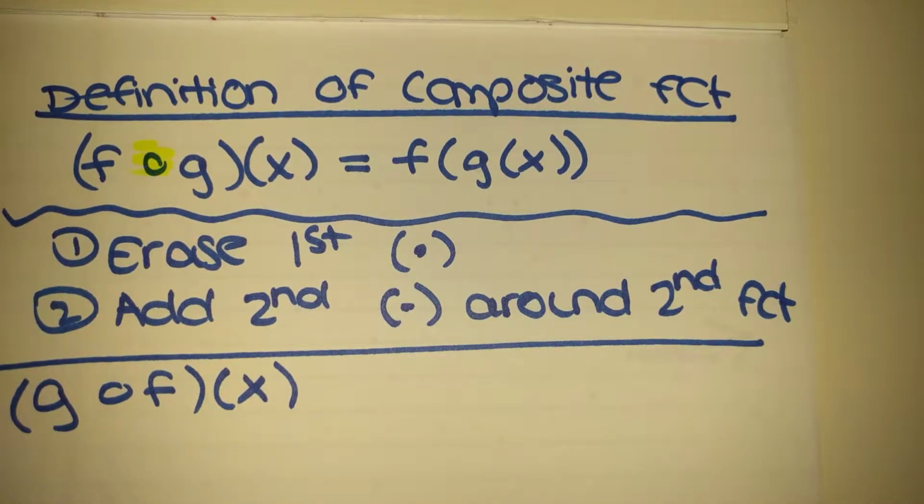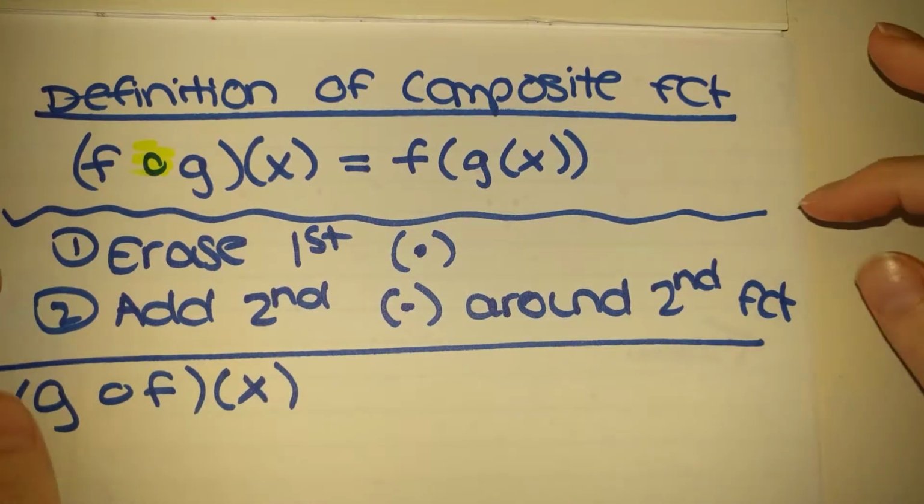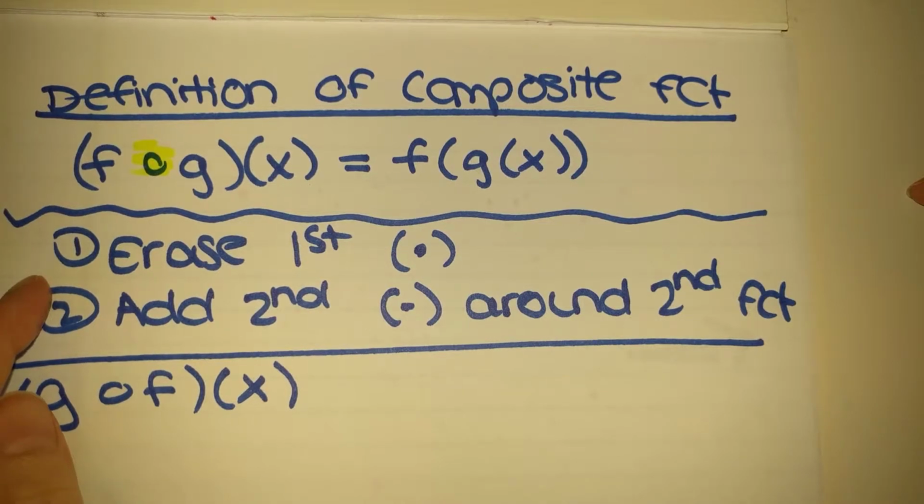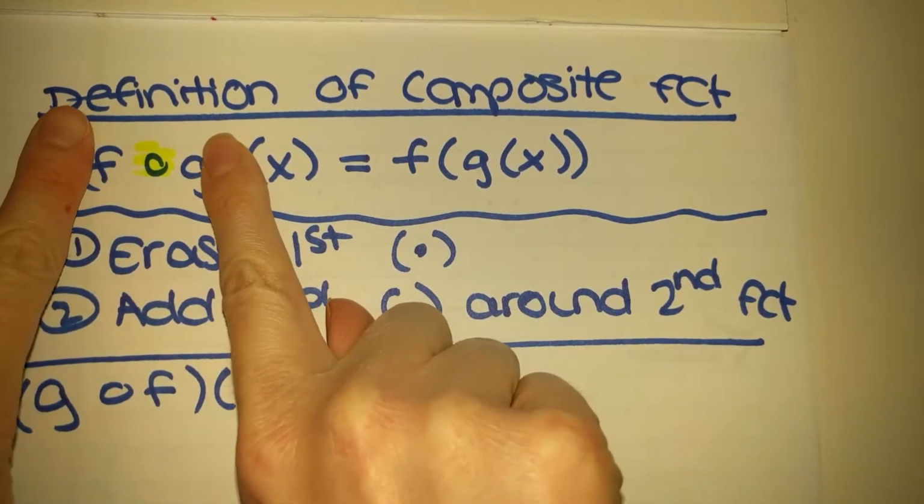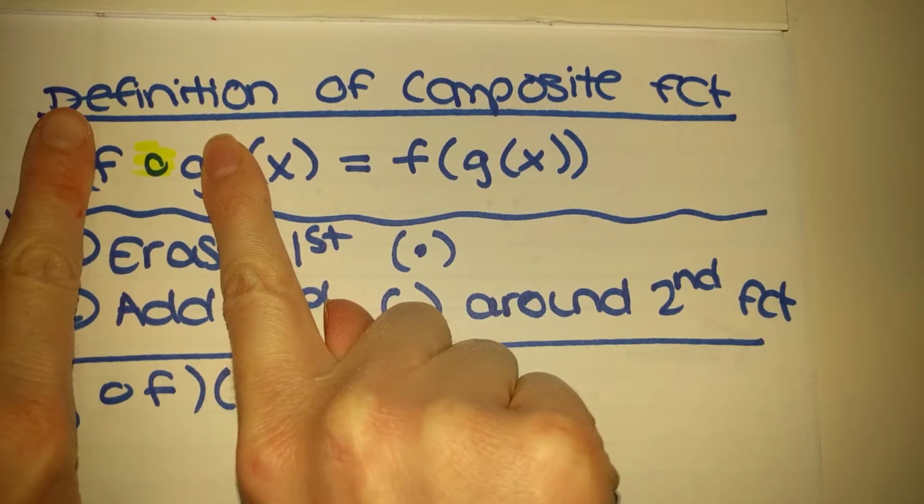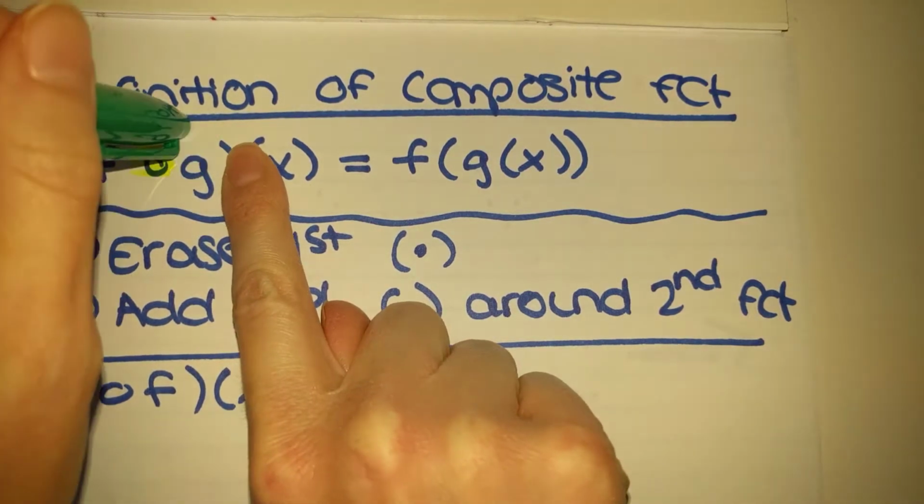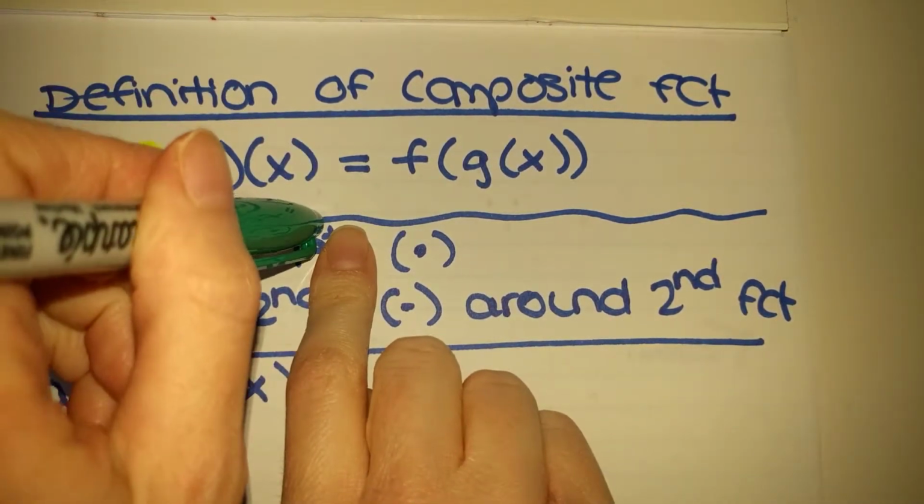So what I like to do is just keep everything generic and not talk about f and g, and just say I'm going to erase the first set of parentheses and then add a second set of parentheses around the second function, because that's ultimately what this definition has done. They've taken away the parentheses around the first function, and they've added a set of parentheses around g of x.